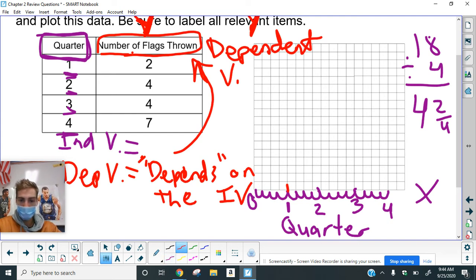One more time. This is my 1. This is my 2. This is my 3. This is my 4. Alright? And now I need to do my dependent variable.